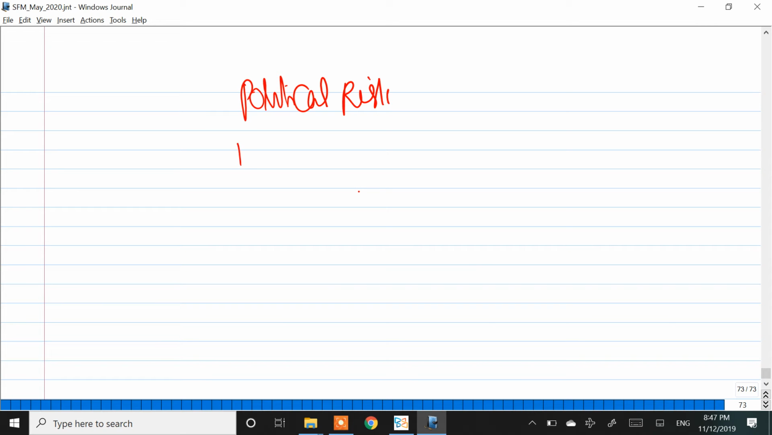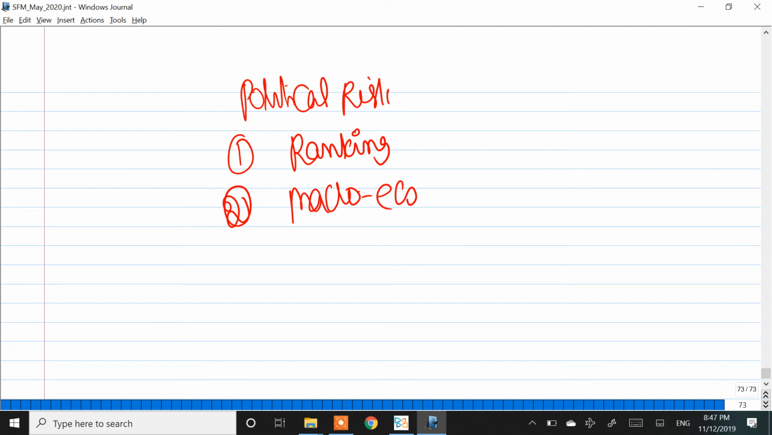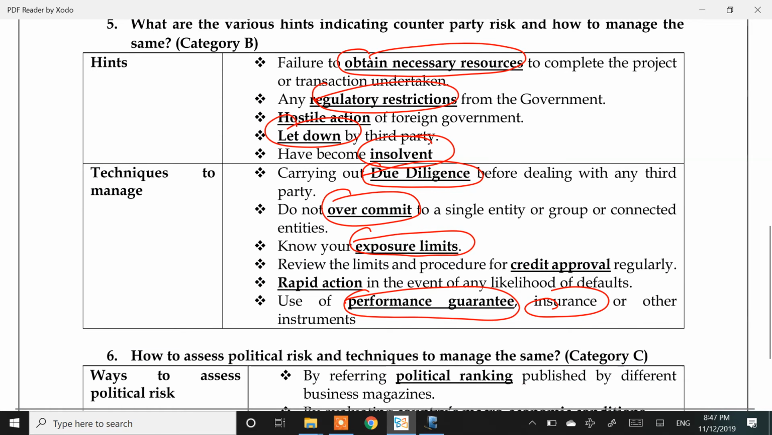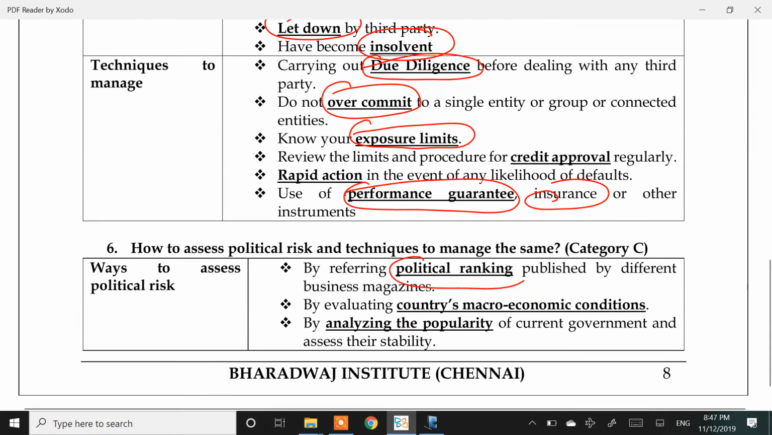One way is to go by ranking. For every government, there will be some ranking published by business magazines. You go by that. You can also go by macroeconomic conditions, GDP growth, inflation. You take those factors into account, or how popular the current government is there. So by referring to political rankings, evaluating the counterparty country's macroeconomic condition, analyzing the popularity, or taking some information from the embassies.